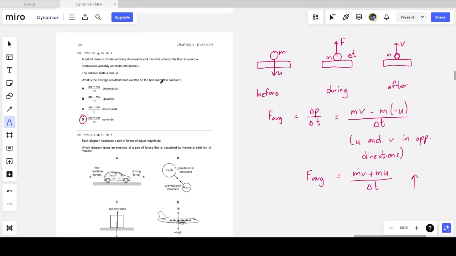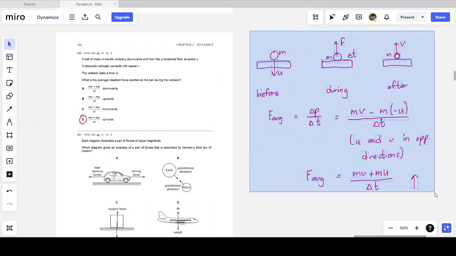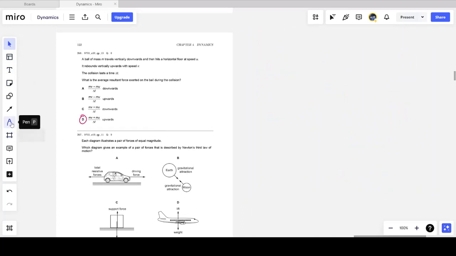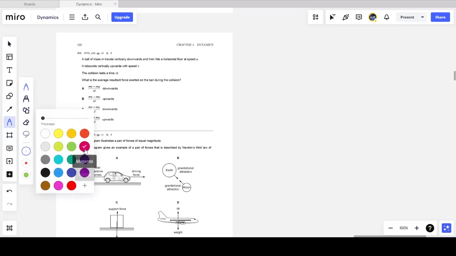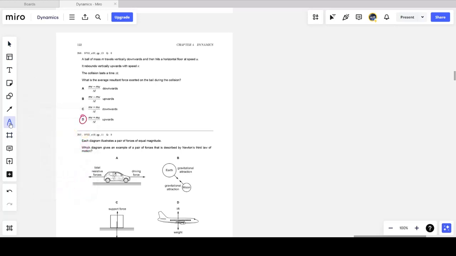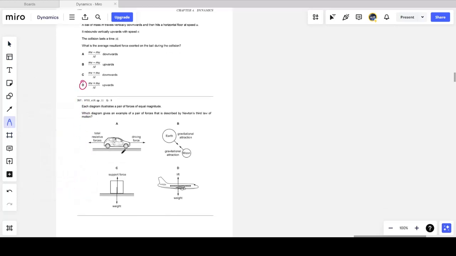Okay, so again, let me just erase all of this. We have to first remind ourselves at least what Newton's third law says. Let's take an example to describe it fully. Newton's third law says that if an object A exerts a force on object B, then B will exert a force that is equal in magnitude on A and in the opposite direction.